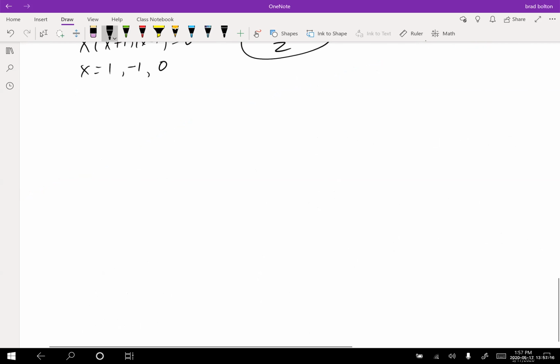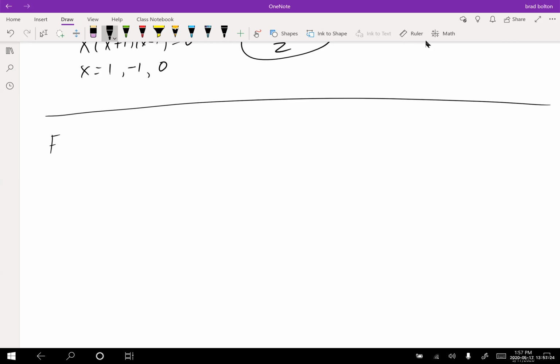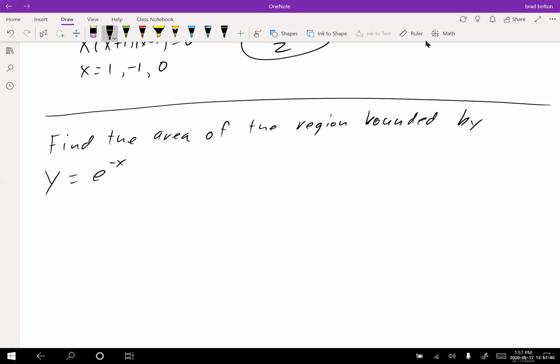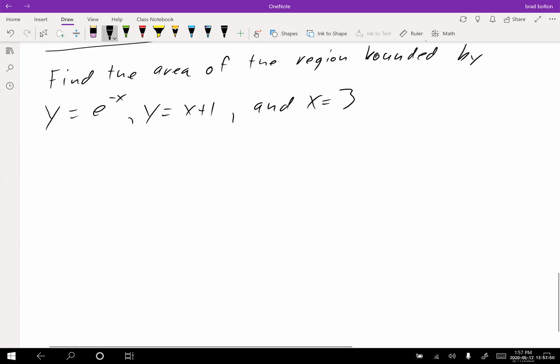All right. So now let's take a look at something a little bit different, and it's a little bit harder. Okay. So it says find the area of the region bounded by y equals e to the negative x, y equals x plus 1, and x equals 3. So let's take a graph of this.